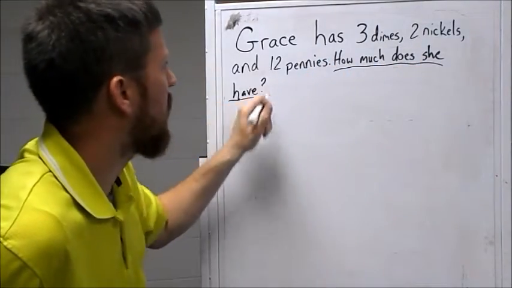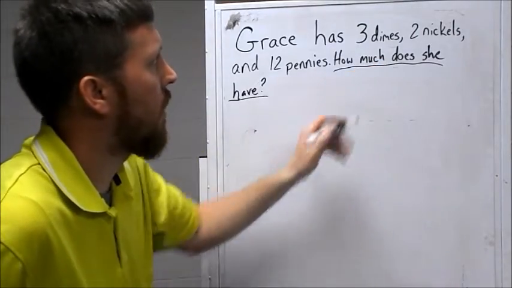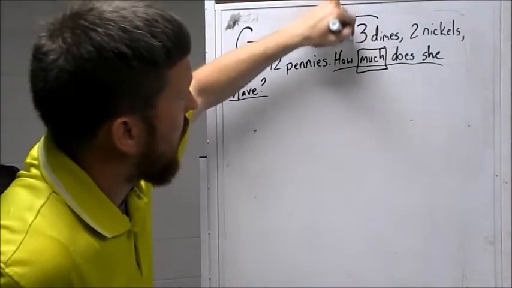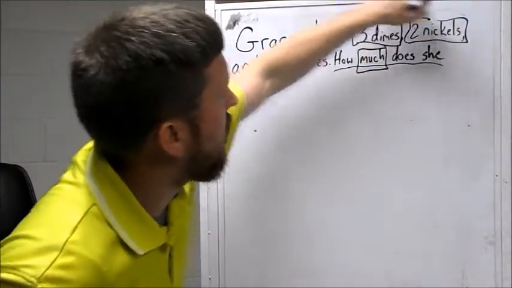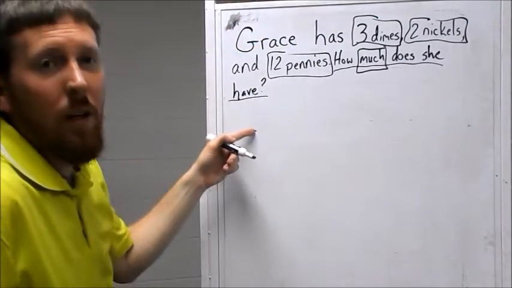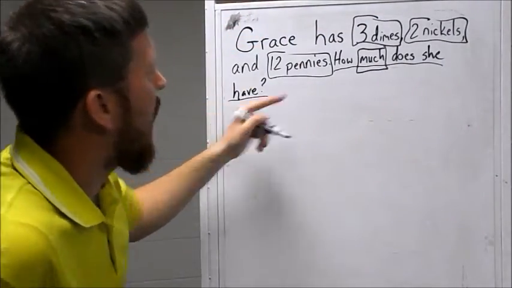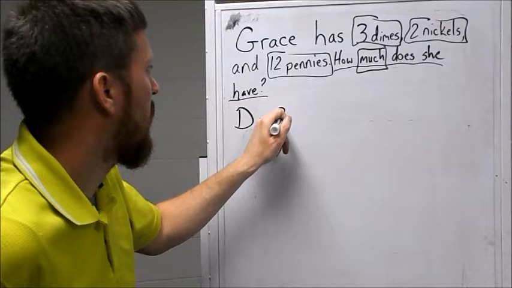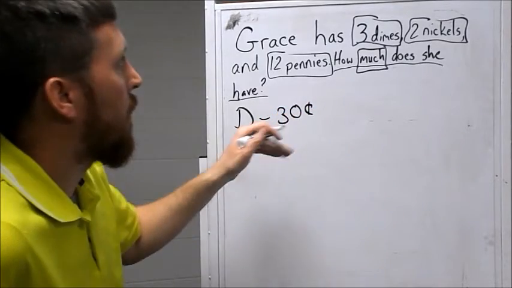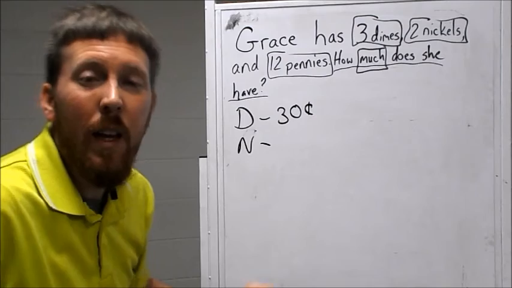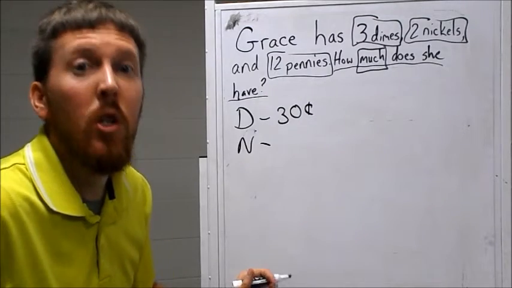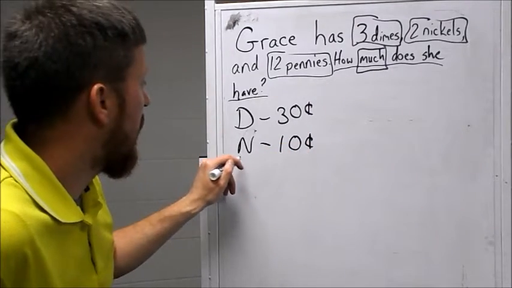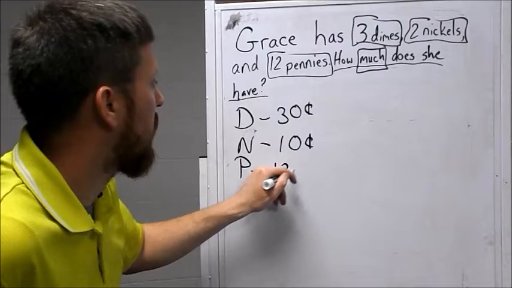Again, I underline my question. I want to know how much does she have? So basically, much is kind of my key word. We know that she's got 3 dimes, 2 nickels, and 12 pennies. I'm going to come down here and write D for dime. Now, I know that dimes are worth 10 cents, so 3 of those would equal 30 cents. I'm then going to write nickels in. Nickels are worth 5 cents. If she's got 2, that is 10 cents. And then if she's got pennies, 12 of them, that is 12 cents.